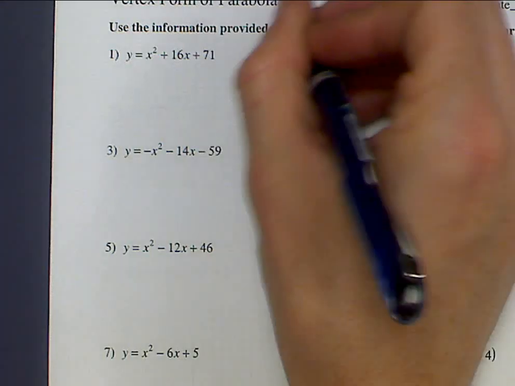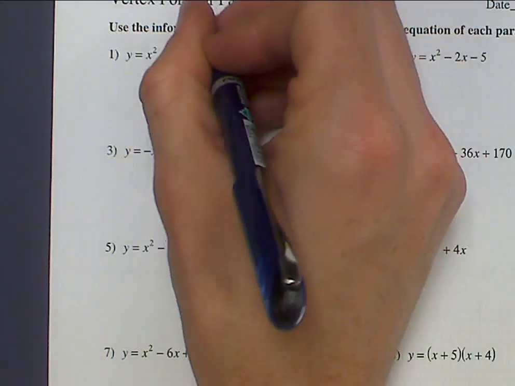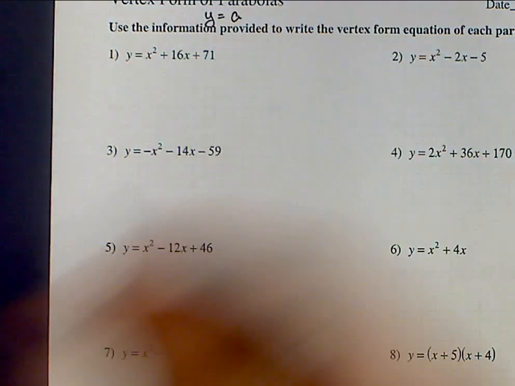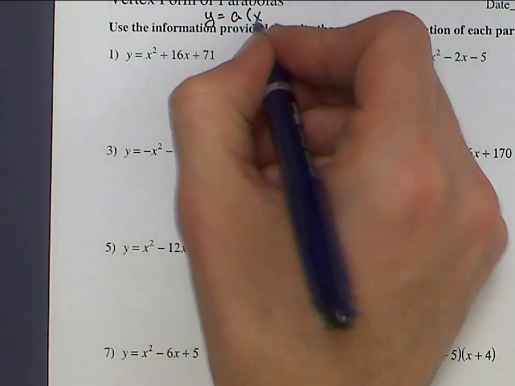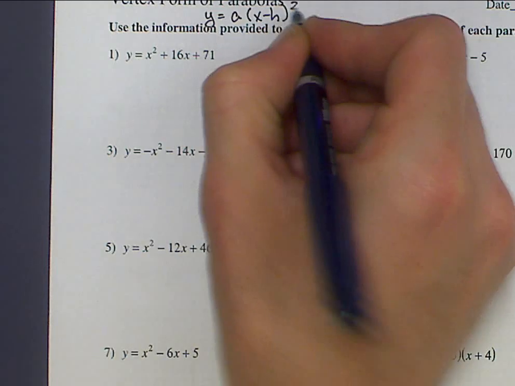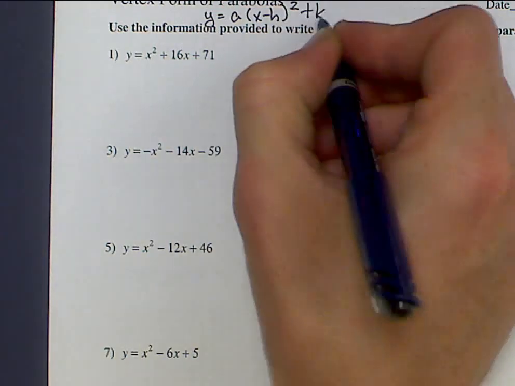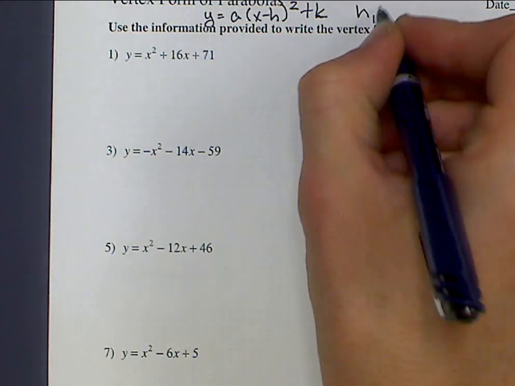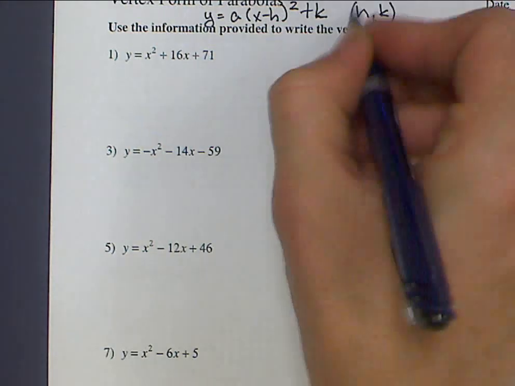Vertex form looks like this. Y equals, and there can or cannot be a number outside the parentheses, and an x minus h squared plus k. And h is my x value and k is my y value of my vertex.